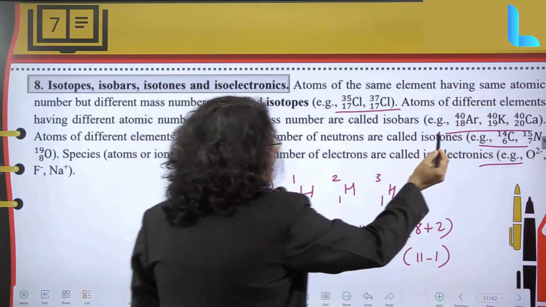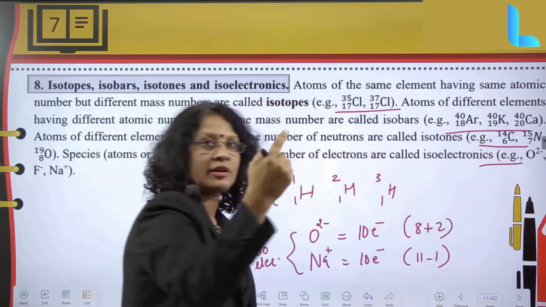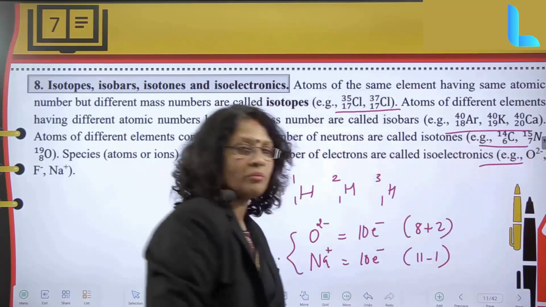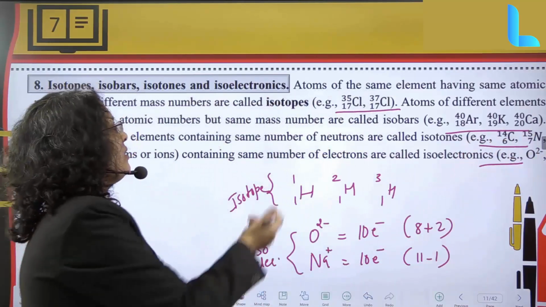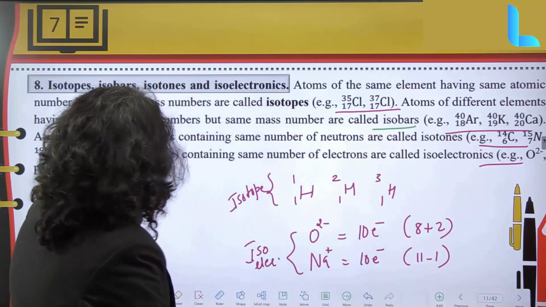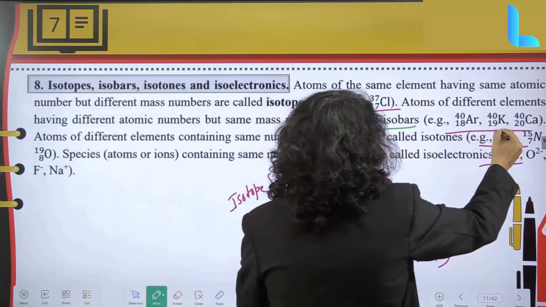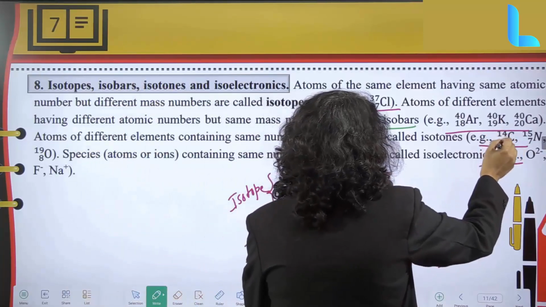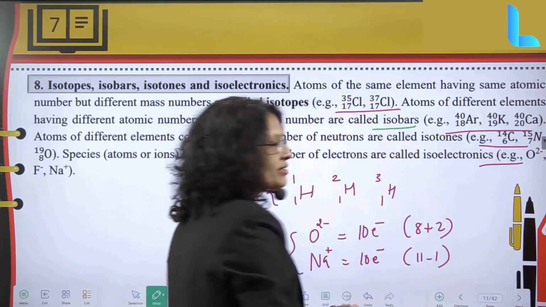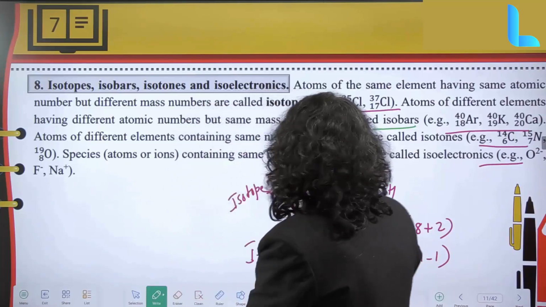Now we can see here the atomic number is different but the mass number written in the superscript is the same. So argon, potassium and calcium are isobars of each other. Now, what are atoms of different elements containing the same number of neutrons? Neutrons can be found by subtracting this. So 14 minus 6, 15 minus 7, the number of neutrons in both cases is 8. So carbon, nitrogen, oxygen are called isotones of each other.